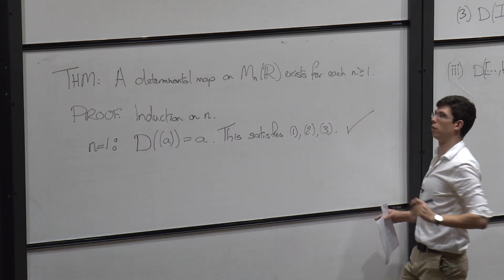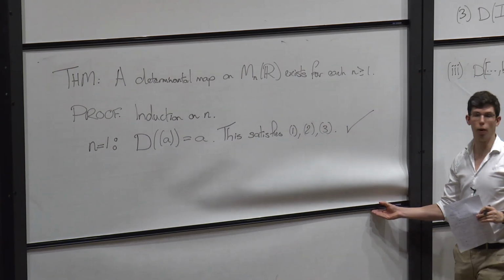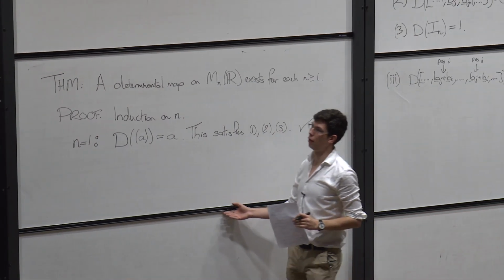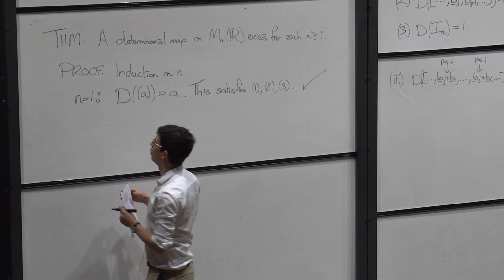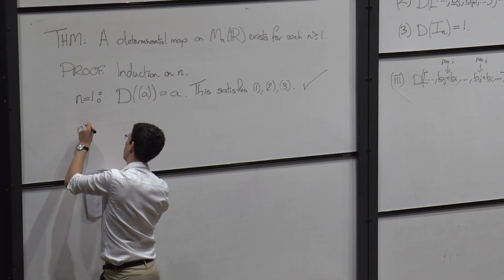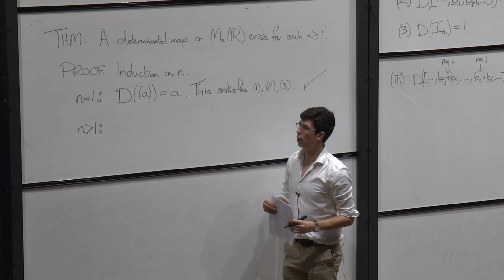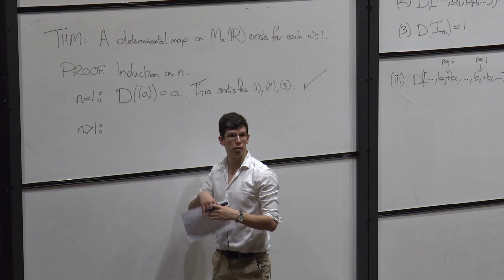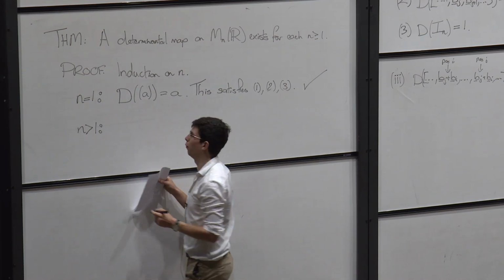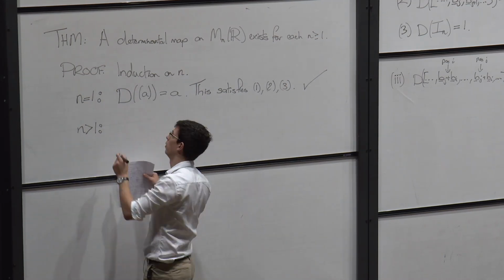Okay, so we've shown that something exists for 1 by 1 matrices. And now we want to consider the case when n is bigger than 1, and we're going to assume that something exists, some determinantal map exists for n minus 1 by n minus 1 matrices.